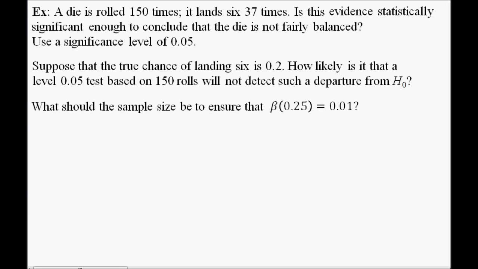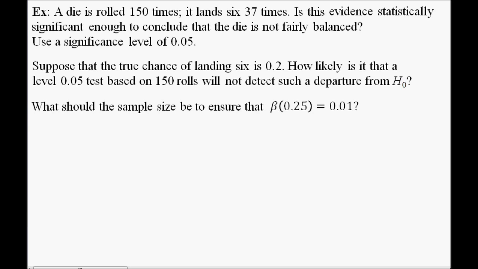We now consider a hypothesis testing problem that involves a proportion. This problem comes in three parts. A die is rolled 150 times, and it comes up 6 37 times. Is this evidence enough to think that the die is not fairly balanced? Use the significance level of 0.05. Then we have questions about the power of the test that follow.